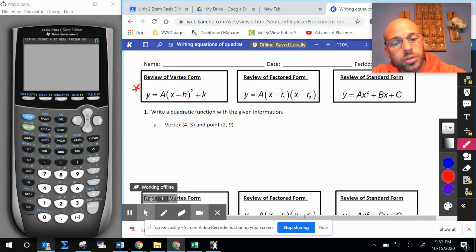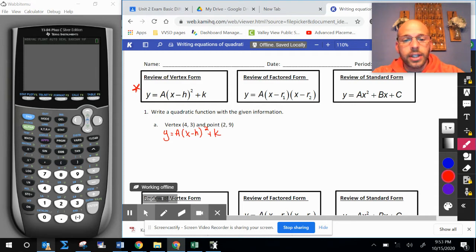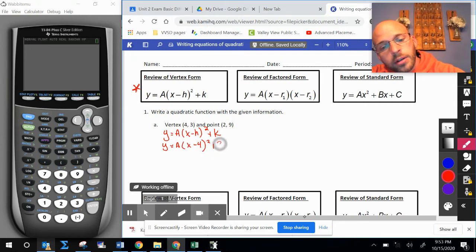So what I'm going to do is start with my formula for vertex form. Okay. And I am going to substitute in the vertex. Now, the values for that vertex are always your H and K values. So when I type this in, I'm going to get y equals a(x minus 4) squared plus 3. Again, the values that I've substituted in are the values for the vertex.